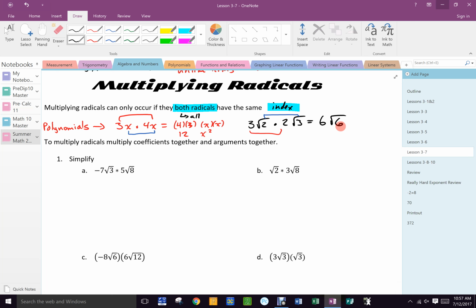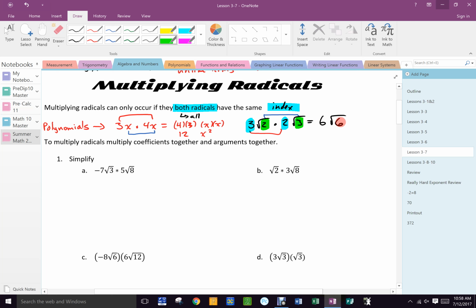Is there anybody that does not see the relationship between exponent, regular multiplying, and radical multiplying? Pardon me? The coefficients go with the coefficients, I'll highlight them. And the radicals go with the radicals. Then you just multiply. 3 times 2 is 6, 2 times 3 is 6.